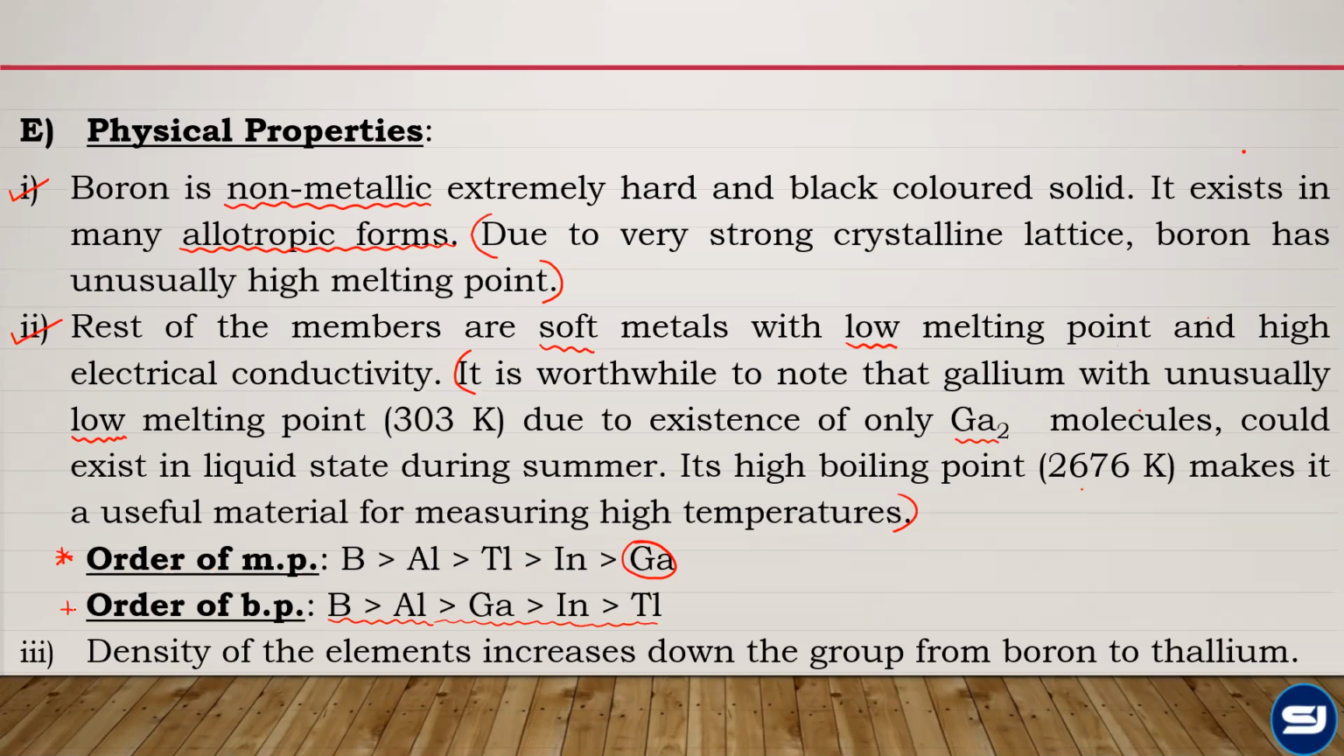So to summarize, in the second point, what you are supposed to remember: the melting points of the boron family have irregularities, and in that gallium has an unusually low melting point because in its structure only Ga2 molecules exist, and because of that the melting point order is boron, then aluminium, thallium, indium and lastly gallium. After that, density. Density of the elements increases down the group from boron to thallium because of the increase in the molar mass and decrease in atomic volume.